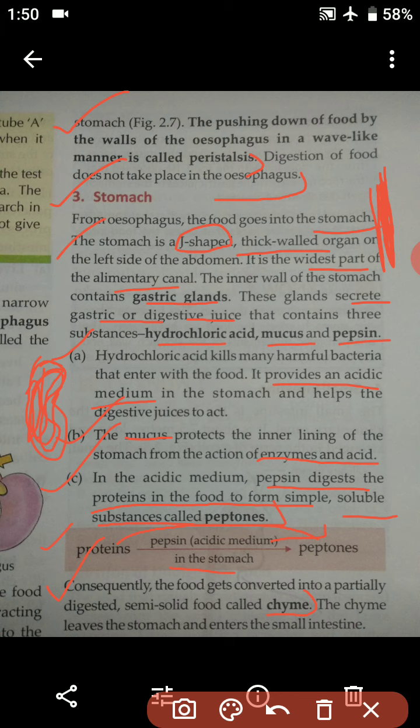The chyme leaves the stomach and then enters the small intestine. So after converting the protein into peptides, the food is converted into partially digested semi-solid food, and that is known as chyme, and the chyme will leave the stomach and then finally enter the small intestine.